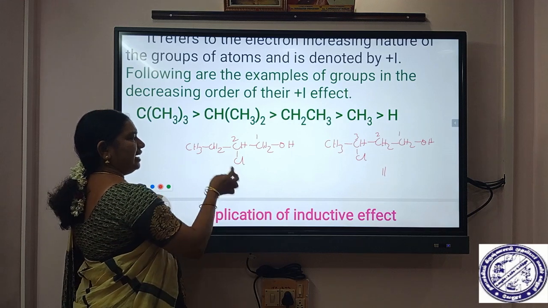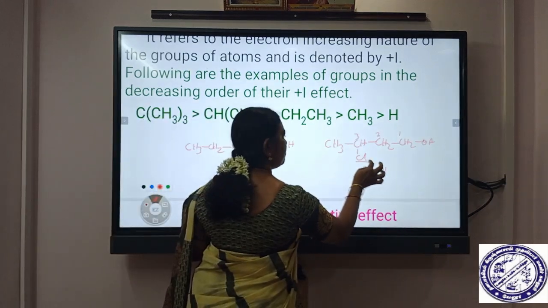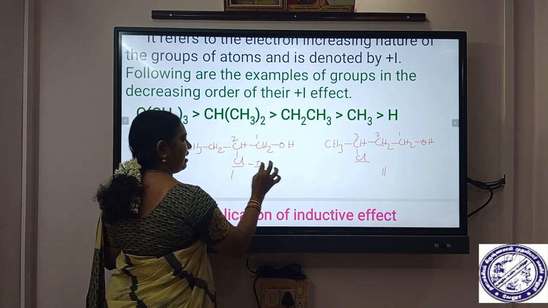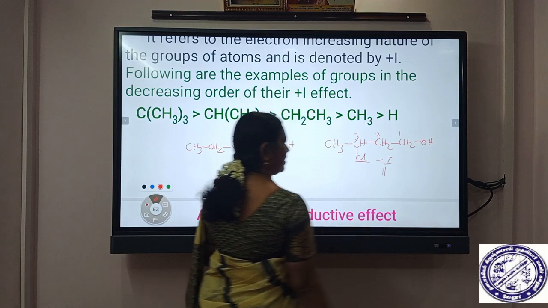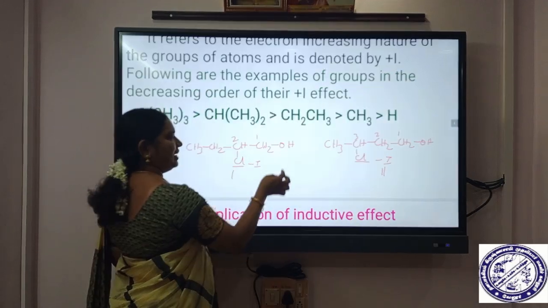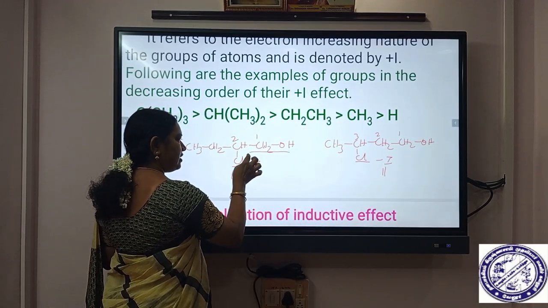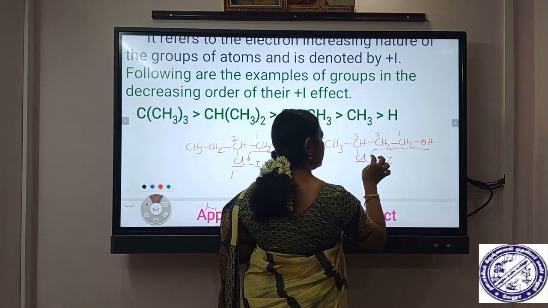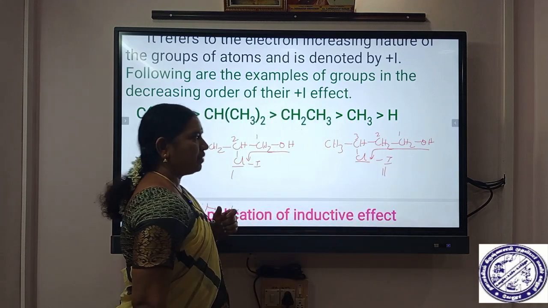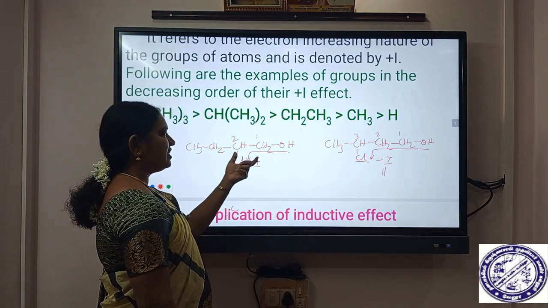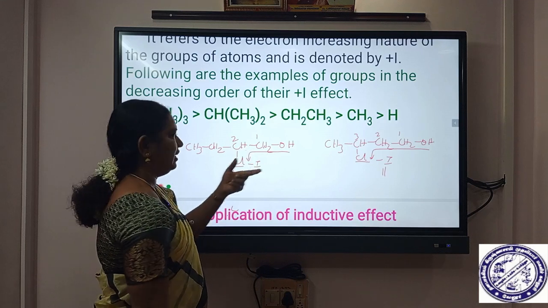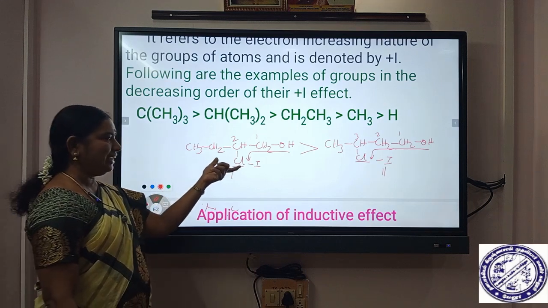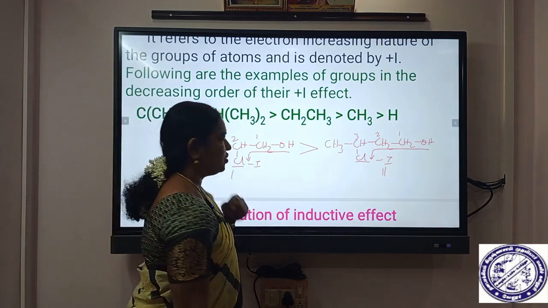Okay, here we can see that since both have an electronegative atom, that is chlorine, both show the minus I effect. So which has more minus I effect? In this case, the pulling effect will be less when compared to structure 2. Because as the distance goes on, the pulling effect will be greater, and therefore the minus I effect will be greater in the case of structure 1 rather than structure 2.